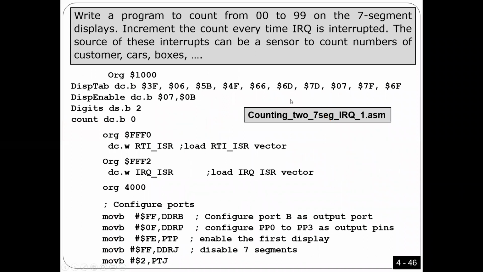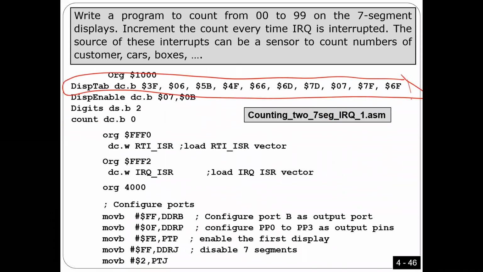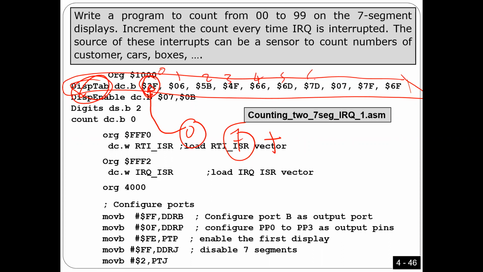Okay, guys, number 1, I have to have this table. This is the code for the numbers. In case I want to display number 0, I have to go to the location pointed to by the first address plus 0. This is going to give you the 7 segment code. If I want to display number 7, I have to add 7 to the beginning address. So this is 0, 1, 2, 3, 4, 5, 6, 7. This is for number 7 and so on.